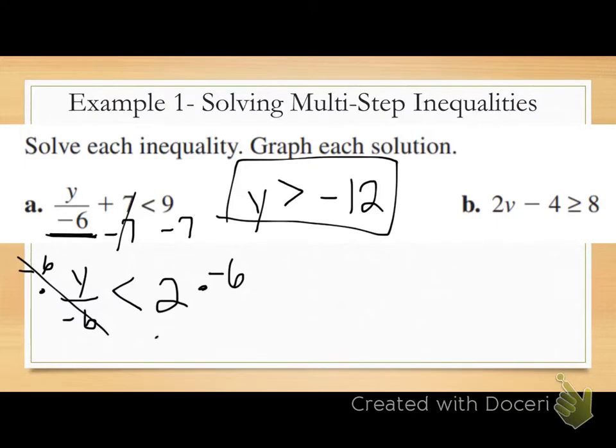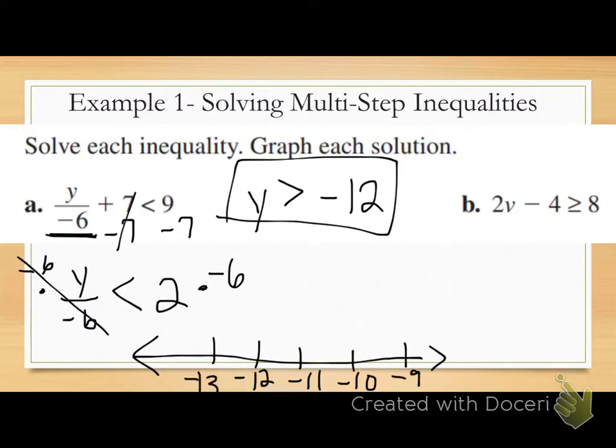Okay, let's graph it. What number is my circle going to be on? Negative 12. Open or closed circle on negative 12? Open. Are we still okay with graphing? Am I shading to the left or to the right? To the right. I want all values that are greater than negative 12, so I'm shading to the right. There's my graph for letter A. Any questions on that?